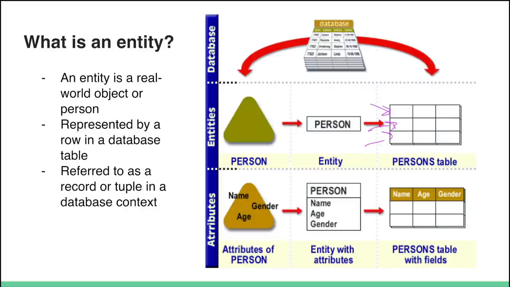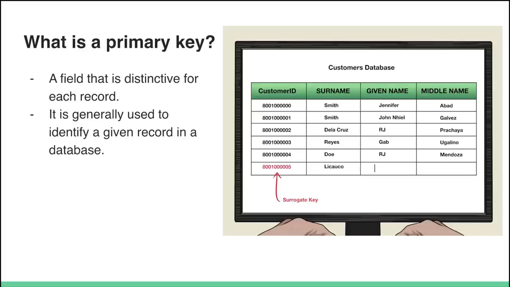Now, one of the most fundamental concepts to databases is primary keys. Right here, this says customer's database, but I would say this really represents a customer's table. Remember, in a database, we have multiple tables, and in each table, we need to have a primary key, which is also called a surrogate key right here. Now, a primary key is a field, meaning a column, with values that are all different. They're all distinctive.